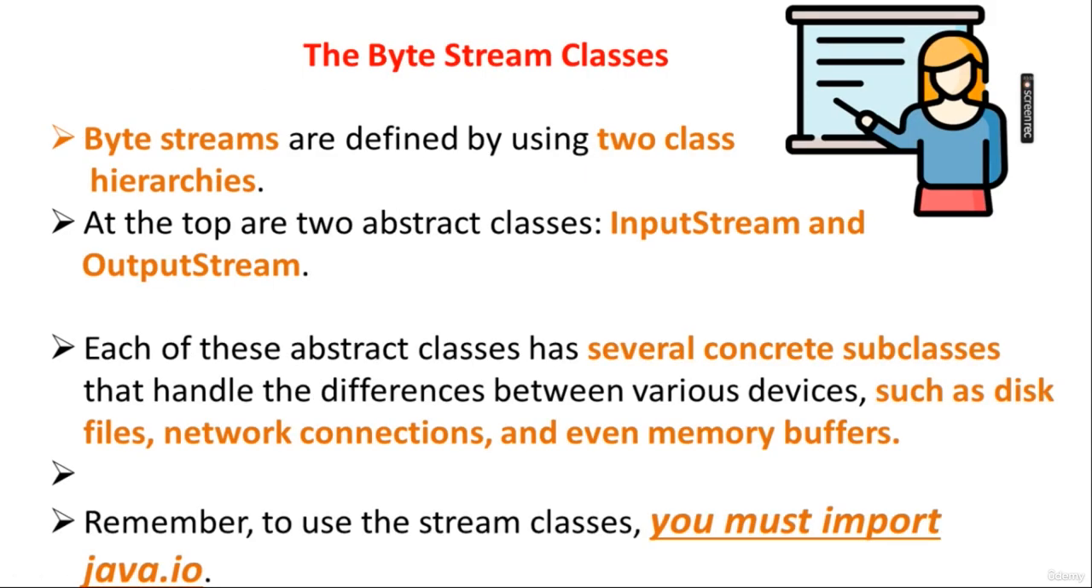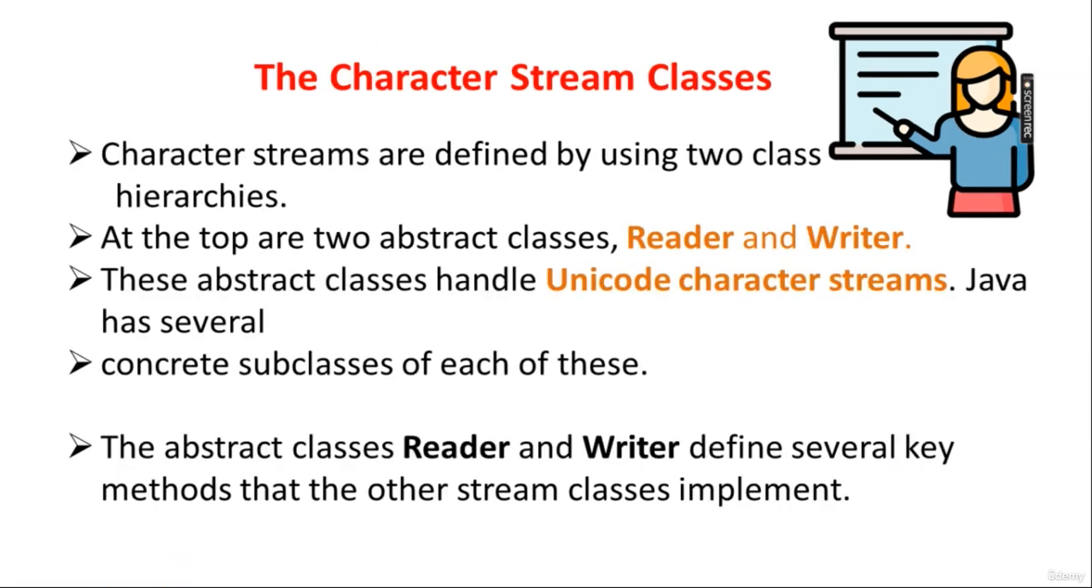Now we will start with the byte stream. Byte streams are defined by using two class hierarchies. At the top are two abstract classes, input stream and output stream. Each of these abstract classes has several concrete subclasses that handle differences between various devices: disk file, network connection, and even memory buffers. So there are two stream classes, input stream and output stream. They handle the differences between the input and output devices provided. To use the stream classes, you must import java.io. That is the important thing you have to import.